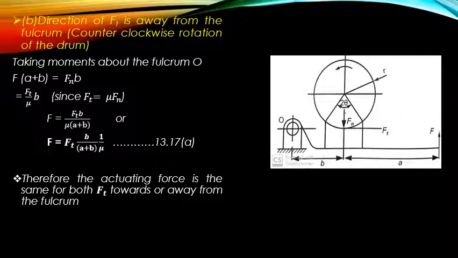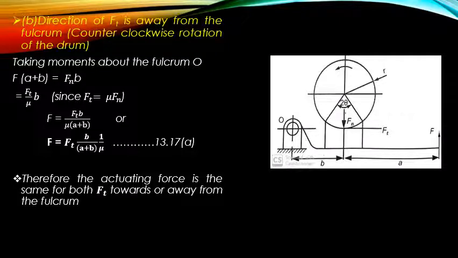Suppose the drum is rotating in the counterclockwise direction. As I said earlier, Ft will be acting away from the fulcrum. Similarly, taking moments like we did in the last case, F into (A plus B), the anti-clockwise moment, is equal to Fn into B. Again substituting the same thing, we get the same equation: F is equal to Ft into B by (A plus B) into 1 by mu.